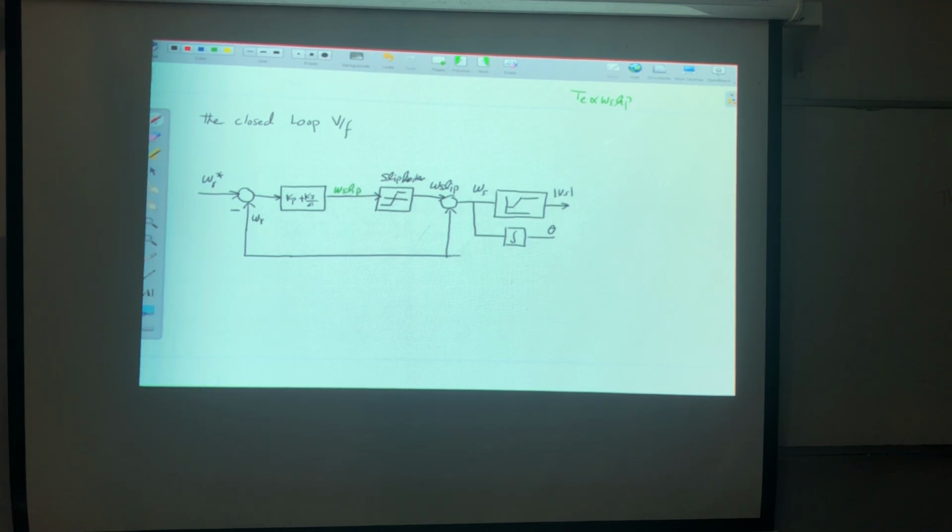Now this one is coming from where? From the package. Now after that here I will build the reference, 1, 2, 3. I will generate the gate pulses, 1, 2, 3, 4, 5, 6. This will be the inverter. This is the induction machine, and here we are using a taco generator for speed. And this is what we call the closed loop V over F.